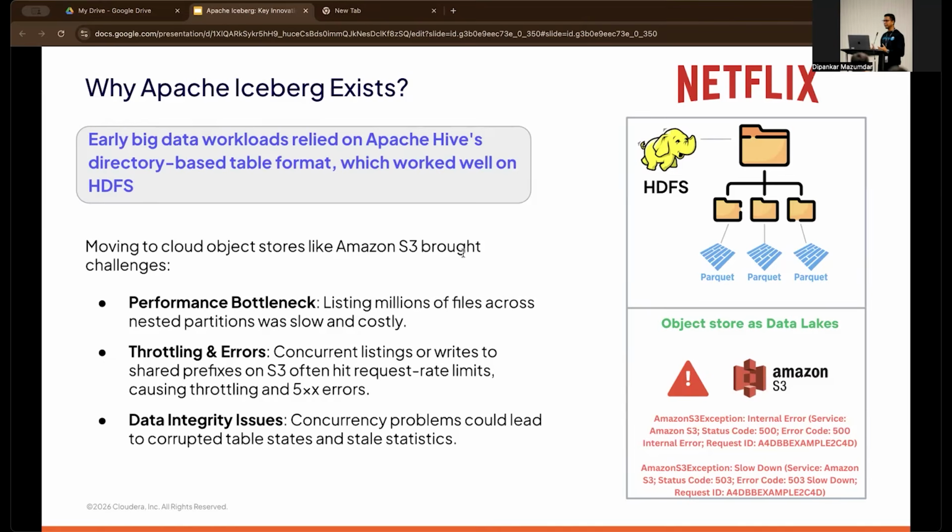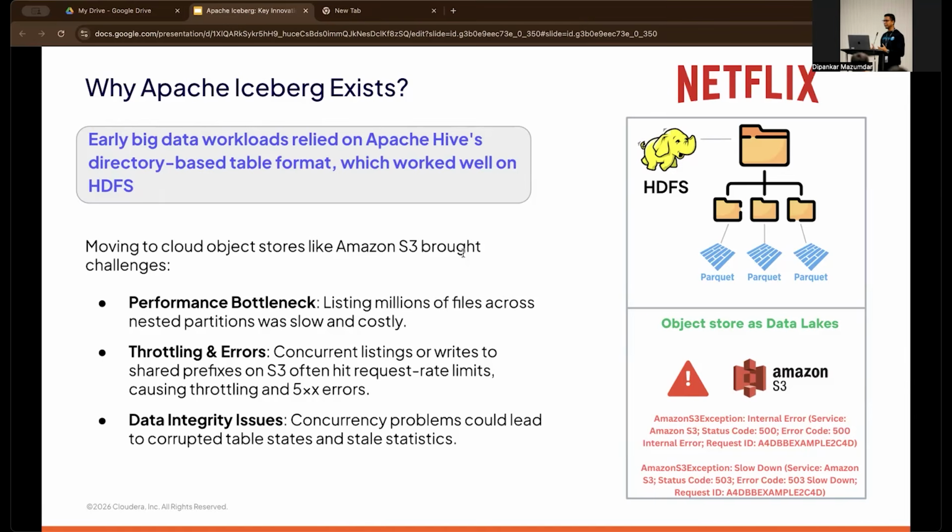S3 is fundamentally different. It stores objects in a flat namespace, and directory structures are really just prefixes. So listing millions of objects across deeply nested Hive partitions became slow and expensive. On top of that, S3 also applies a request rate limit at the prefix level. In a typical Hive layout where many partitions share a common prefix, concurrent listings or writes can easily hit those throttling limits. Ultimately, that's why you see errors like in the screenshot here, like 503 or 5050 and those kinds of errors.